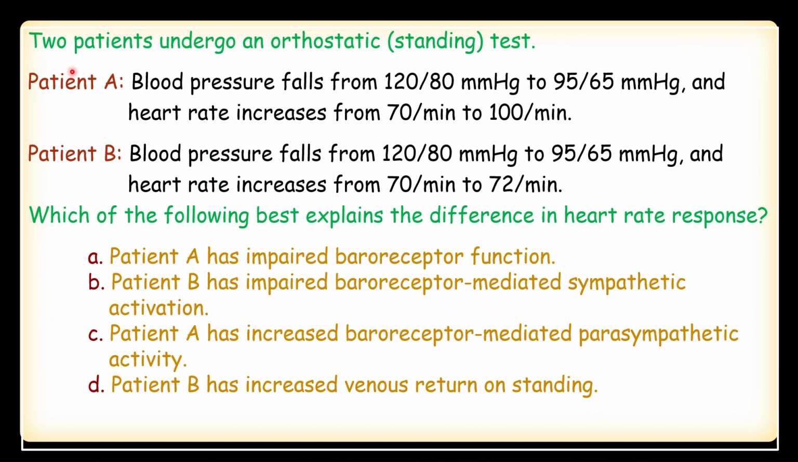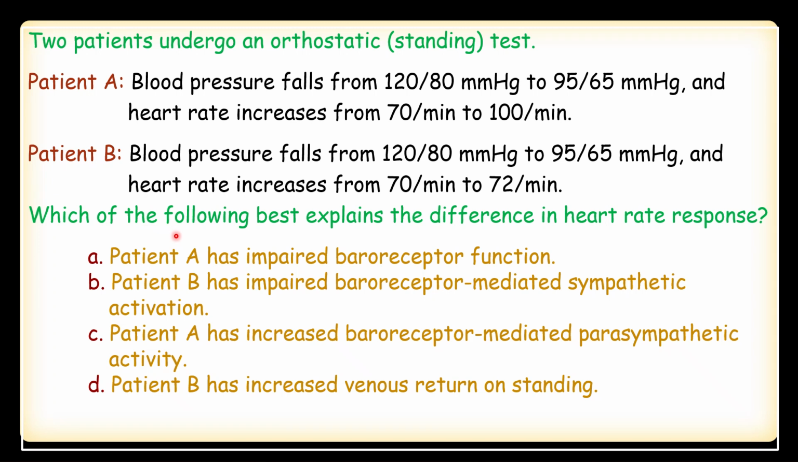With all these facts in mind, we will read the question again. Two patients undergo an orthostatic test. These are the findings within 1 minute after standing from the lying down position. When we compare the patients, in both the blood pressure falls significantly within 1 minute, and the heart rate increases significantly in patient A, but it is not significant in patient B. This is the difference we are having now. With this, we'll go to the question proper. Which of the following best explains the difference in heart rate response?